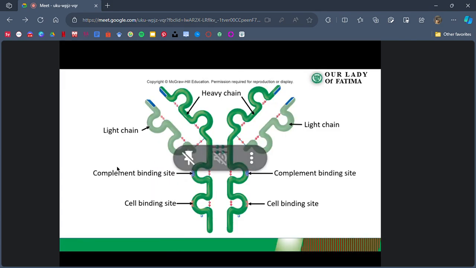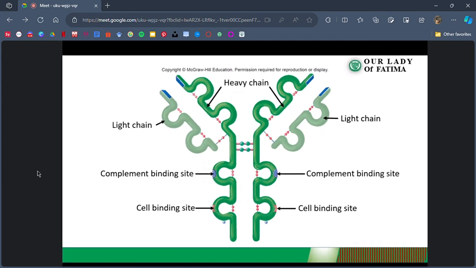Below the variable region is the constant region that determines the mechanisms used to destroy antigens since it contains the complement binding site and the binding sites to different cells, especially the leukocytes.